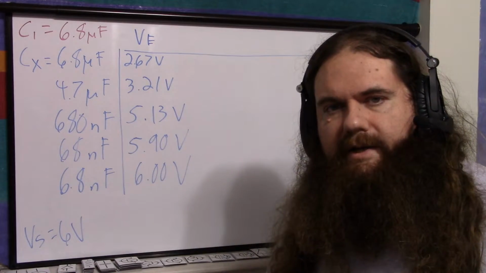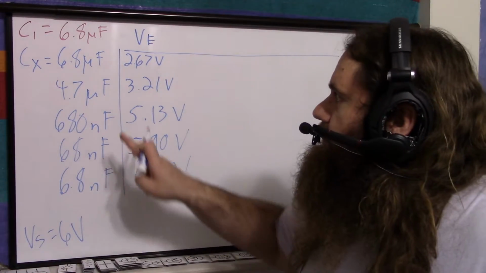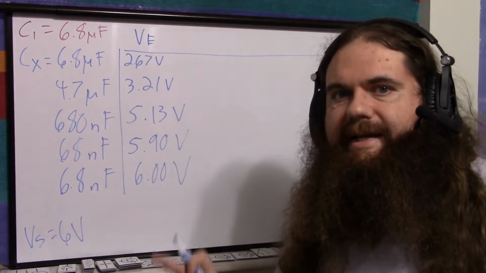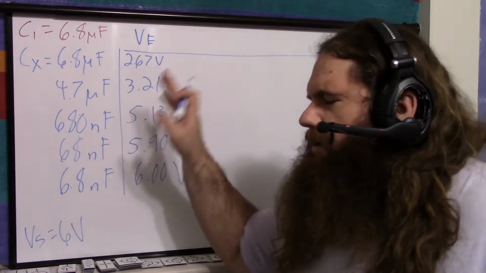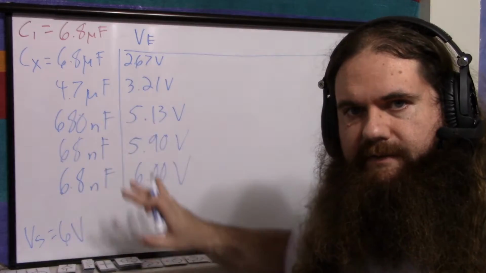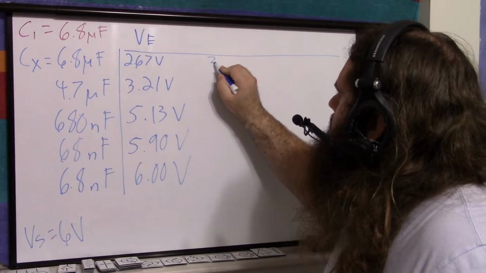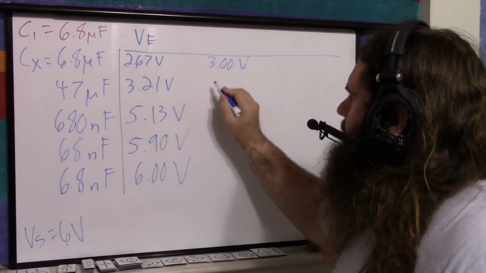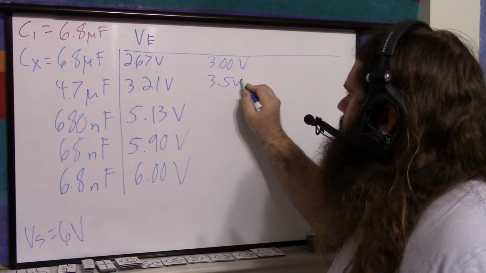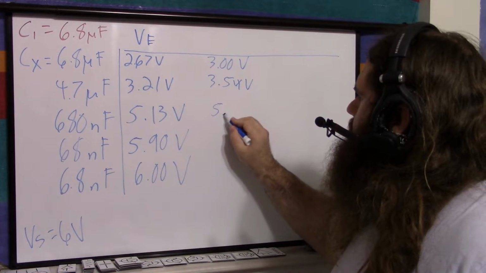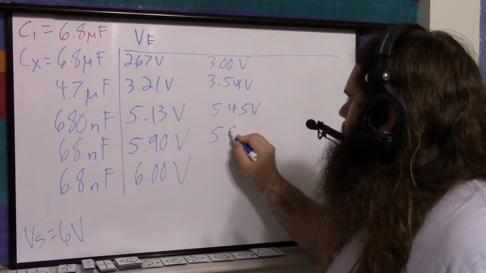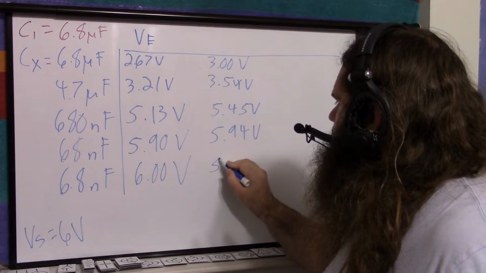So I then calculated the expected values if these capacitances were exact based on how I've got it set up, based on a variance of 0%. What voltage would I expect them to equalize to? This one, of course, is 3.00 volts. We would expect 3.54 volts there, 5.45, 5.94, and 5.99.